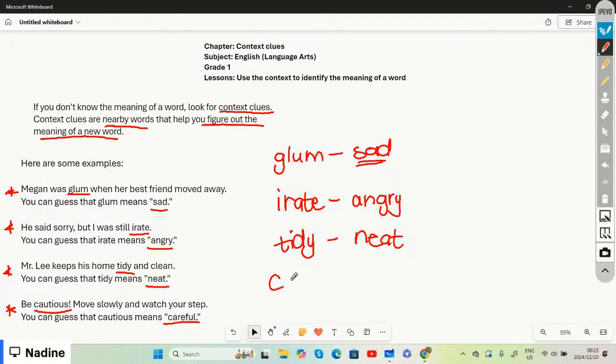And then lastly, we have cautious. Another word for cautious, or the meaning of cautious, is to be careful. Because if you're not going to be careful or not going to be cautious, then something might happen. And once again, these are called context clues. They're nearby words that help us figure out the meaning of the word.